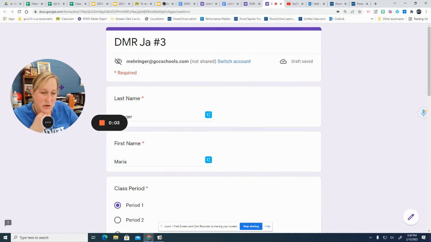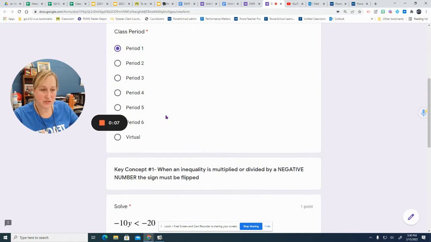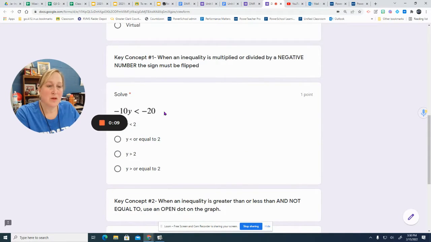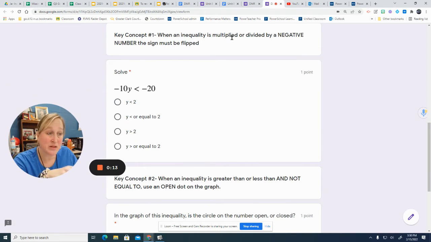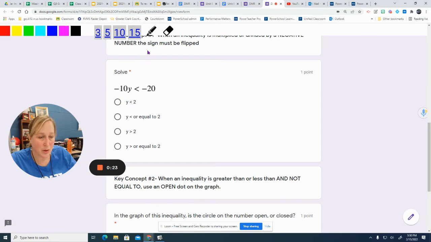Okay, we are doing our DMR Ja number 3. You should have your last name, your first name, and your class period. Remember that the key concept we are working on is that when an inequality is multiplied or divided by a negative number, the sign must be flipped. Okay?